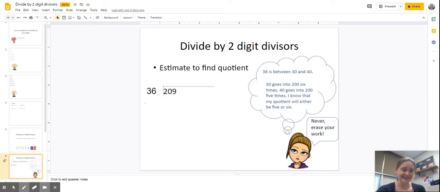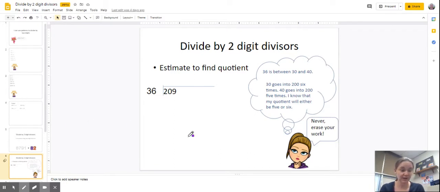my 36s. I can't just rattle off 36 times 1, times 2, times 3, times 4, times 5 like we can with the numbers 1 through 9. We probably don't know our 36s. If you do, fantastic. But most of us probably don't, and that's okay. So I need you to think to yourself, 36 is between 30 and 40, okay?